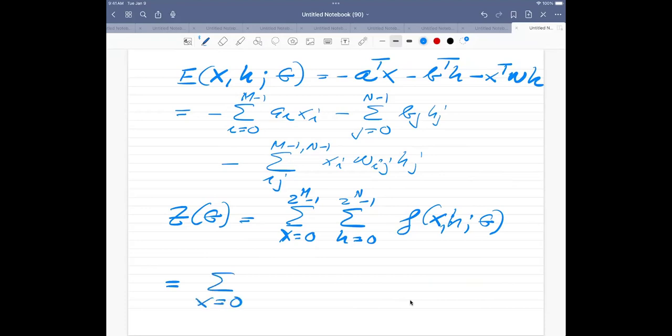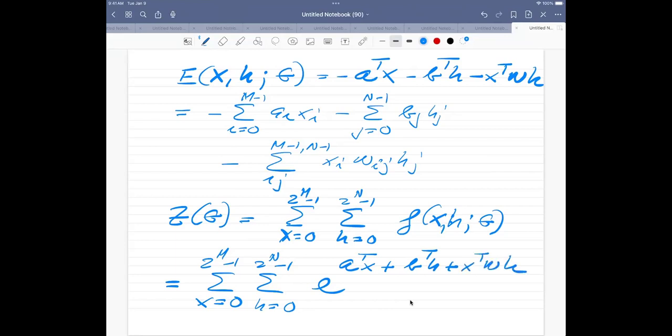And if I look at a Boltzmann machine, this is nothing but a sum, if I take this model which we set up now, over 2^m minus 1 configurations for X and 2^n minus 1 for H, and then I have e to the power of a transposed times x, because I'm having e to the minus E, and I have minus in front of these, so that becomes just positive, plus b transposed times h, plus, and later we are going to see how we can rewrite this. So this is my normalization constant.